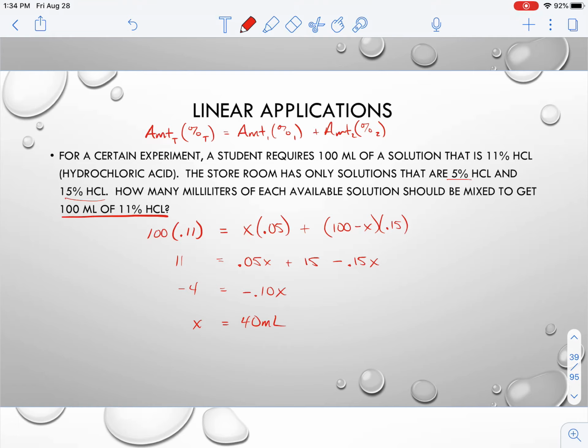So I'm asked to find how many milliliters of each available solution I should use. So I here have solution of the 0.05 or the 5% concentration, and if I need 100 milliliters total, I then need, of my 15% solution, I need 60 milliliters to come up with that 100 milliliter total.